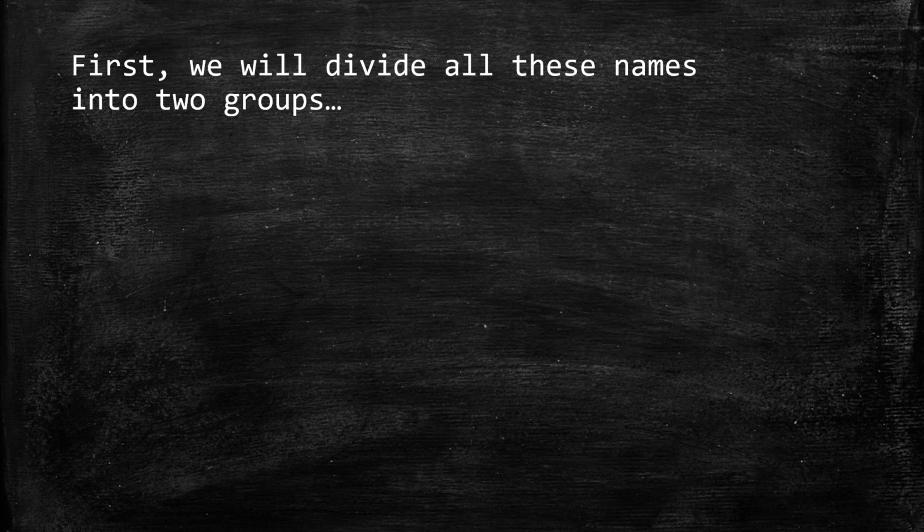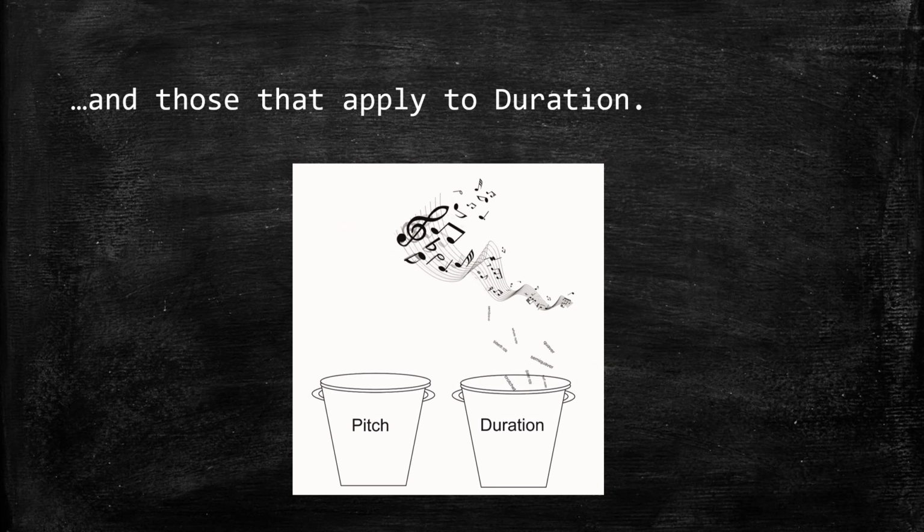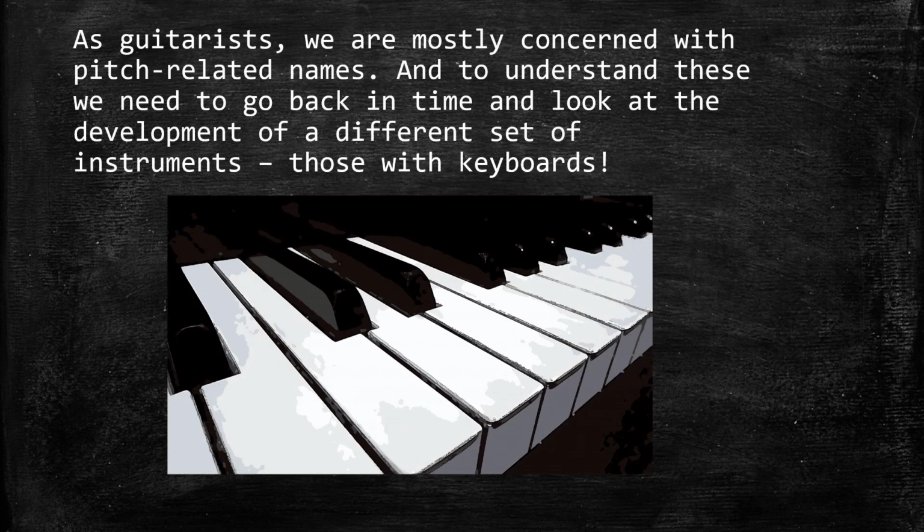First, we will divide all these names into two groups. Those names that apply to pitch and those that apply to duration. As guitarists, we're mostly concerned with pitch-related names. And to understand these, we need to go back in time and look at the development of a different set of instruments, those with keyboards.